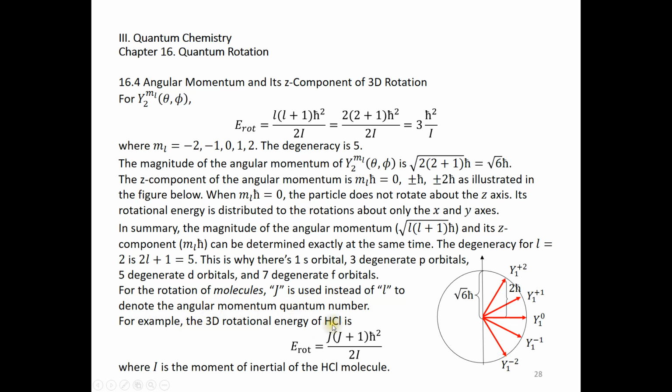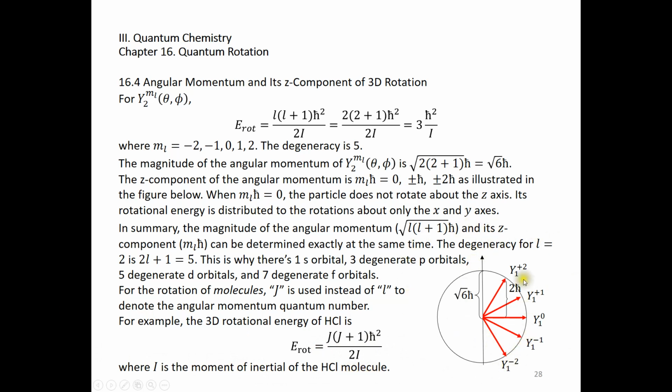For example, if we're looking at the rotation of HCl, its rotational energy is J times J plus 1 times h bar squared over 2I. Well, J can be 0, 1, 2, 3, 4, etc. This I is the moment of inertia of the HCl molecule.